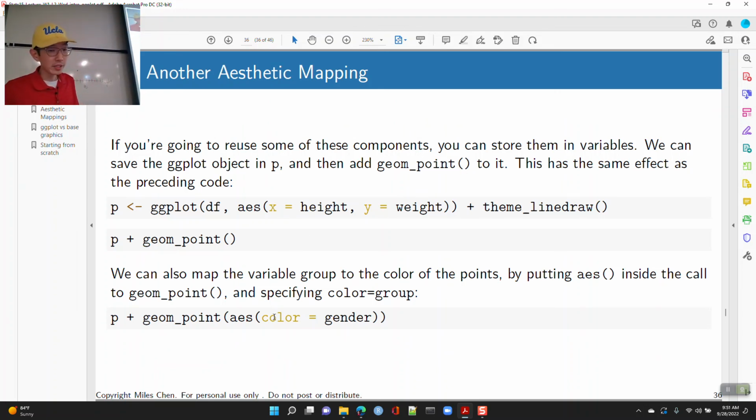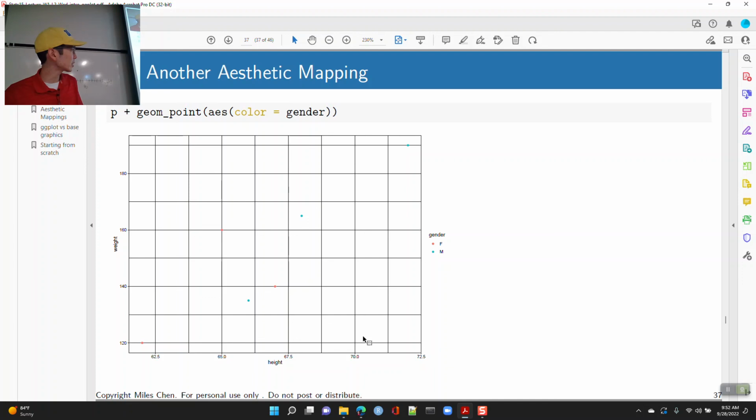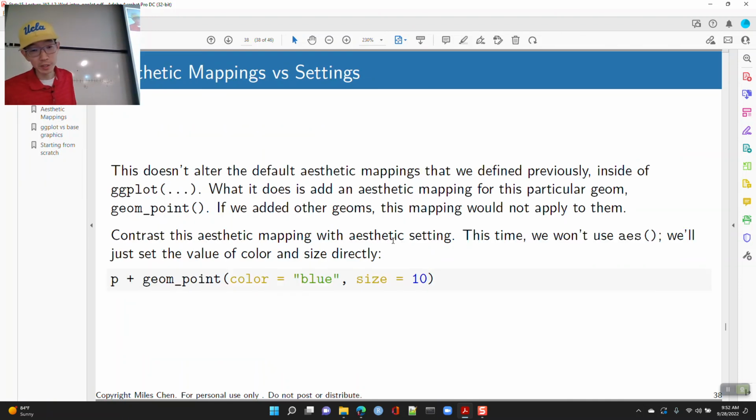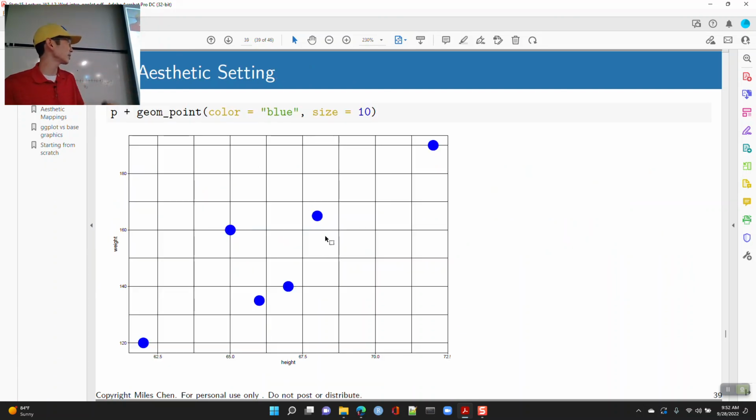So here I can say, all right, add points, and this time map gender to the color, right? If I do that, now we have 2 colors, female and male, and this is the same kind of data. We don't have anything on the hair color, nothing on the shape. Oh, and I've run out of time. All of this to say, here I'm setting all the colors to blue and all the sizes to 10. So now there are only two variables being plotted here.